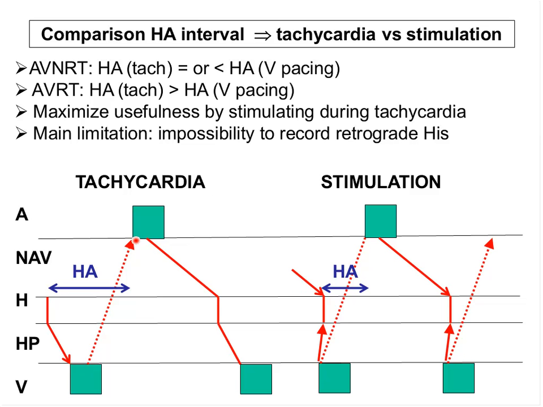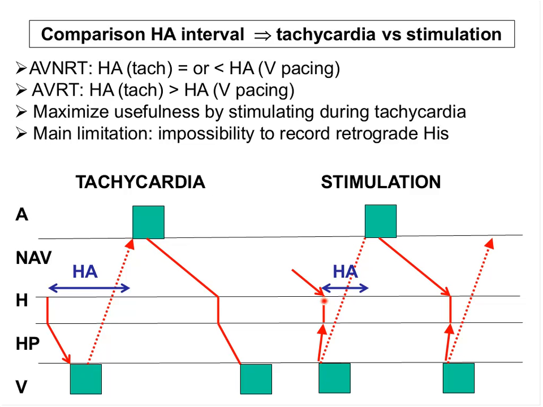Okay, so this series of structures are activated one after the other and provide an HA interval that, as you can see, comparing with the situation during stimulation, is expected to be much shorter. Now, why is this?